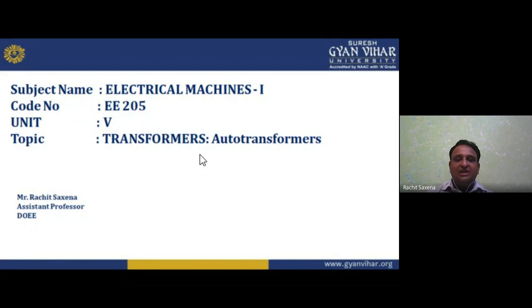Then we have double star, double delta, and diametrical connections, with which we can convert three phase to six phase very easily. On the secondary side we do all this: double delta, double star, diametrical. Then we have the tertiary winding. For example, for a transformer that is 220 volt by 110 volt by 40 volt, the 40 volt is for the tertiary.